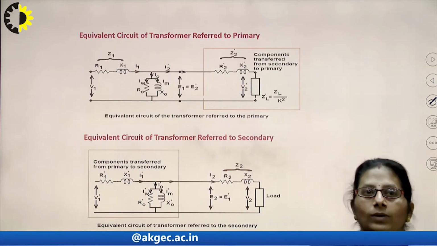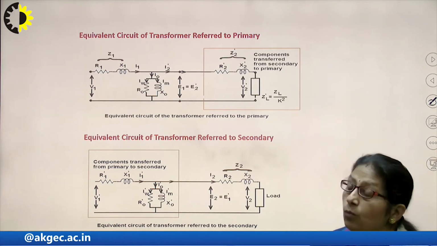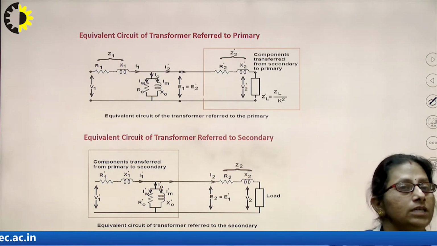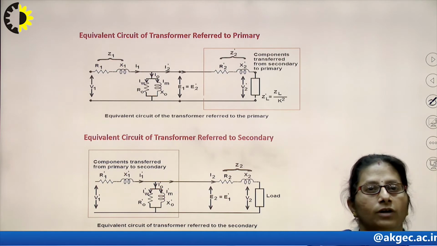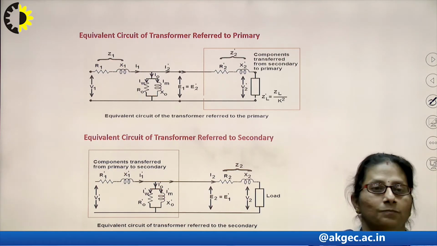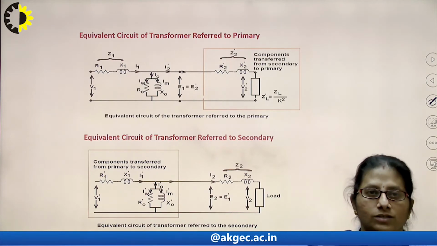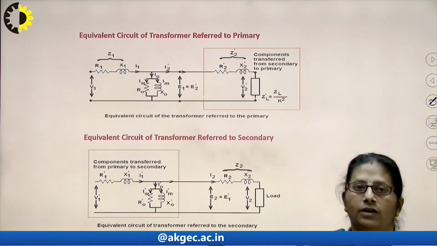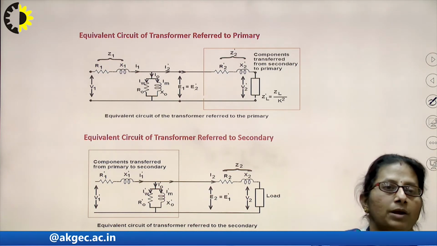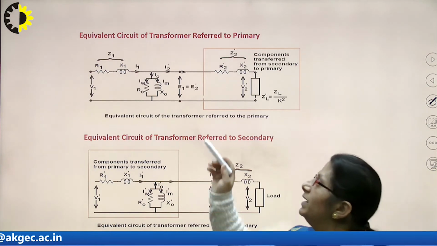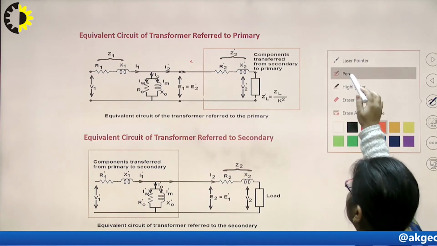Now, coming to the equivalent circuit of the transformer referred to primary. We are going to have the equivalent circuit of the transformer where all the parameters are referred towards the primary side. In this particular case, we will not be showing any mutual coupling. It is understood that we have referred the complete parameters which were there in the secondary towards the primary side. So, the primary circuit will be untouched. If you just see, the primary circuit is untouched.